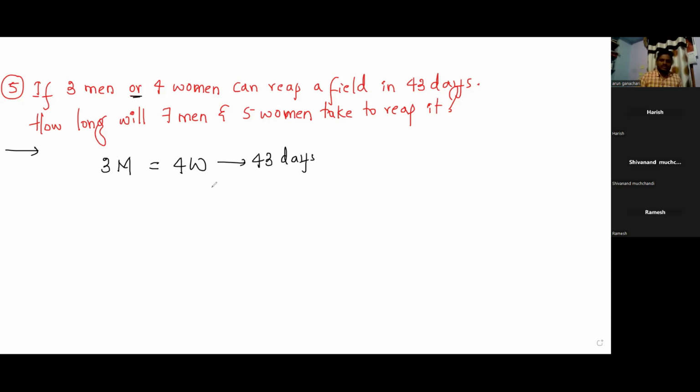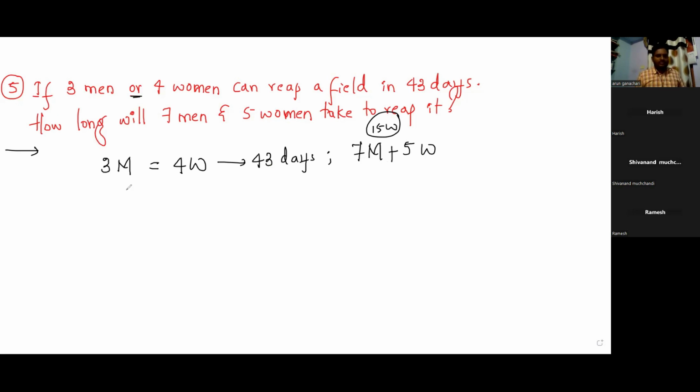Now the question is, in how many days will 7 men, matlab plus 5 women, do it? Getting this? If instead of 7 men plus 5 women it was, let us say, 15 women, how many days will 15 women take? Then we would have gone for M1 D1 is equal to M2 D2, but we cannot directly apply it because we have men also, we have women also, and we cannot compare the manual labor of men and women. So I'll either convert men into women or women into men.